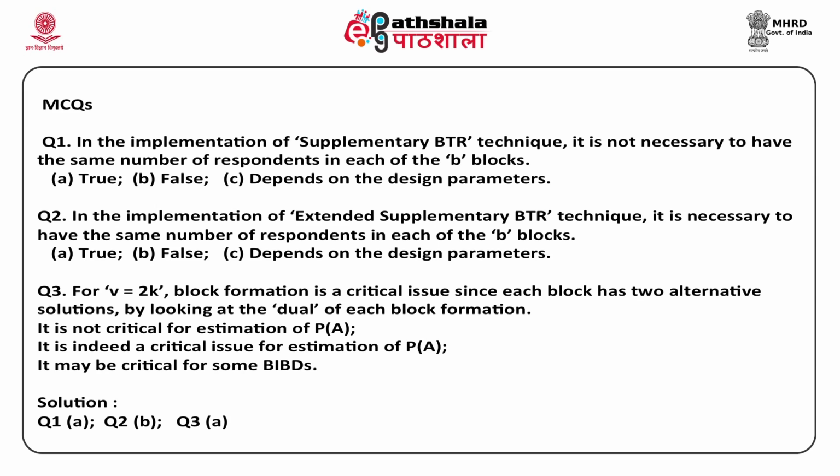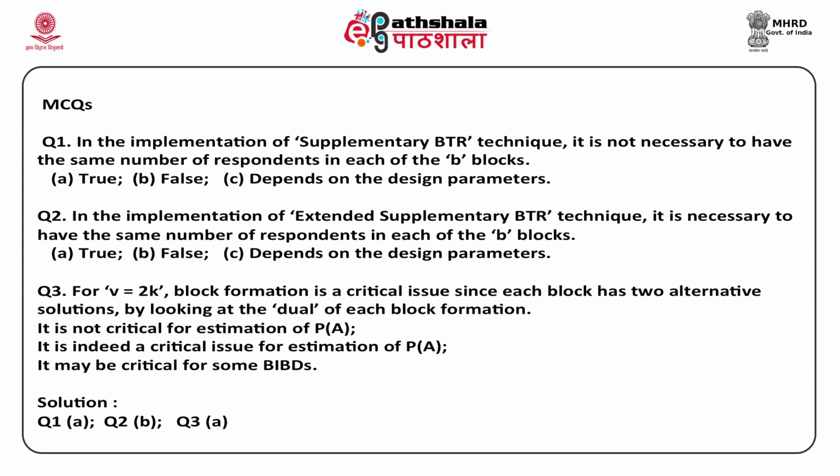The third question is also quite interesting. It says imagine V equal to 2k. So in every block you are taking half and you are leaving half. But which half do you take? If V equal to 10, do I take 1, 2, 3, 4, 5 or do I take 6, 7, 8, 9, 10 in one block? You can immediately ask, sir, why this one, why not the complementary part? That is also of the same size, because V equal to 2k. For V equal to 2k, block formation is a critical issue, since each block has two alternative solutions by looking at the dual of each block formation.